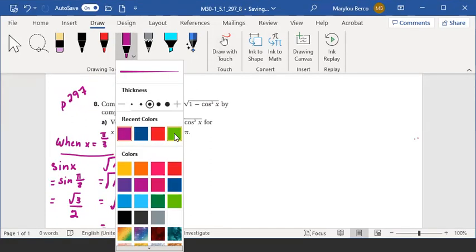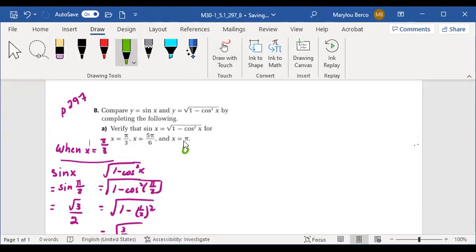Pi over 6. When x equals 5 pi over 6, okay, so when x equals 5 pi over 6, we have sine x equals sine 5 pi over 6, which is equal to 1/2.